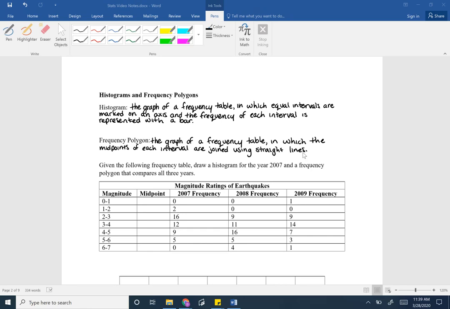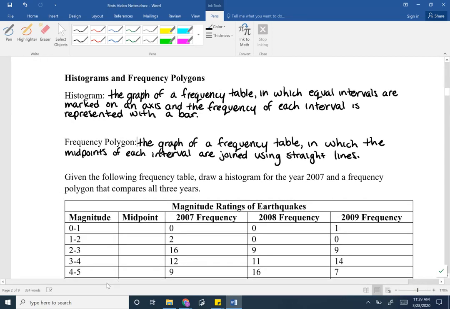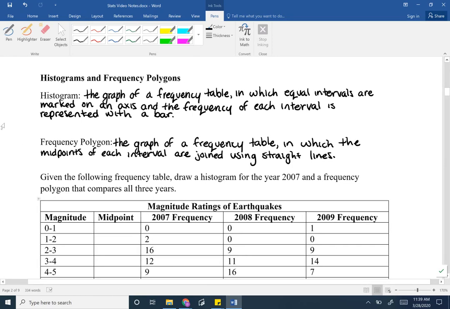So a histogram is going to be the graph of a frequency table in which intervals are marked on the axis. Usually it's on the horizontal axis, but I have seen it on the vertical axis sometimes. But usually we have intervals on one axis and the frequency of each interval is represented with a bar. A couple of things that I want us to note about histograms is that when we go to draw them, we don't want to have any space between the bars. So no space between the bars.